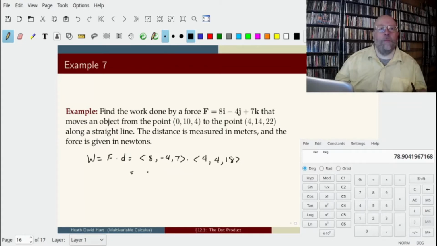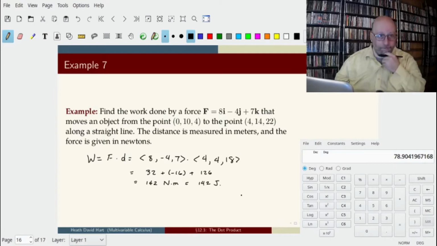And so when we multiply these together, 8 times 4 is 32. -4 times 4 is -16. And 7 times 18 is 126. And when we add all these together, we get 142. The force is in newtons. The distance is in meters. And so we can also say 142 joules. All right.